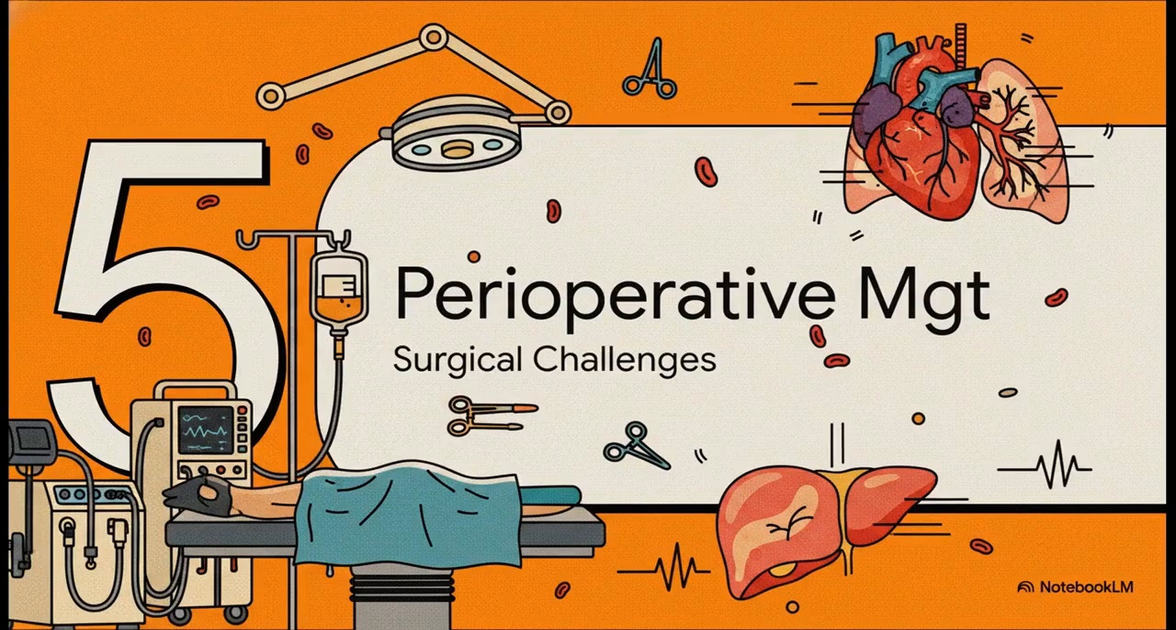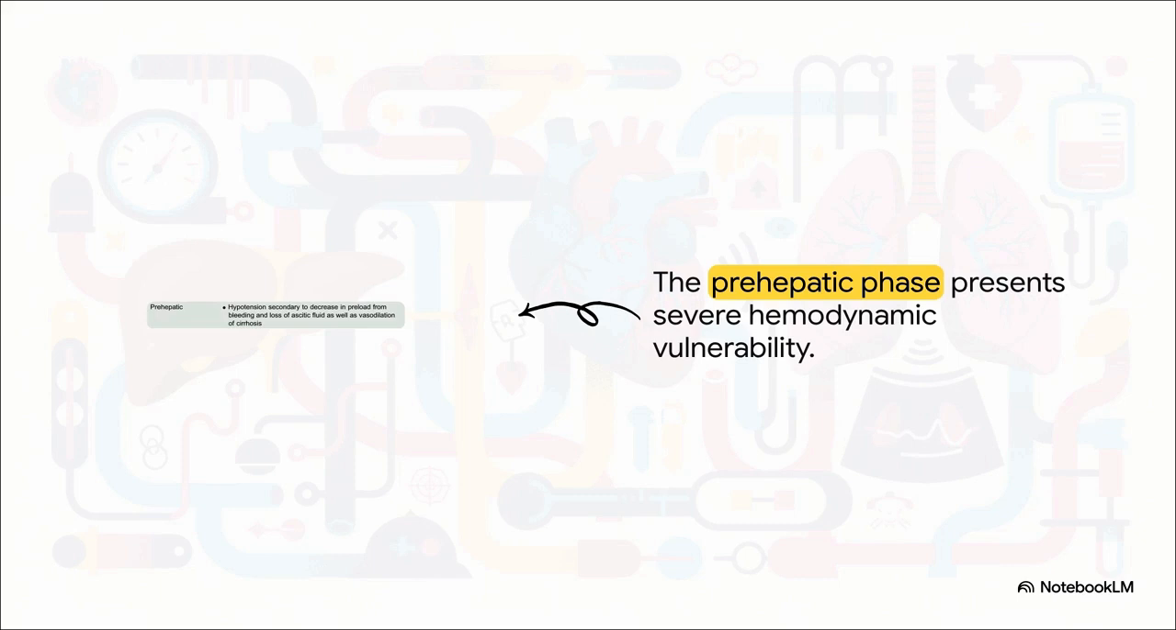Section 5. Perioperative and post-LT management. We now enter the absolute crucible of the operating theater. This speaks directly to the intraoperative and immediate post-operative challenges that the anesthesiologist and the intensivist will face.